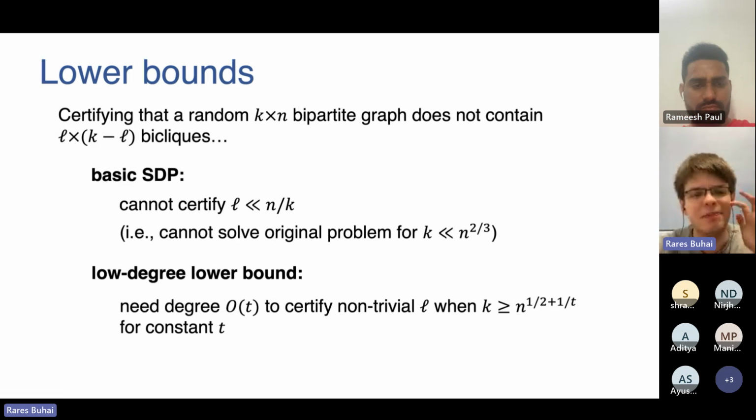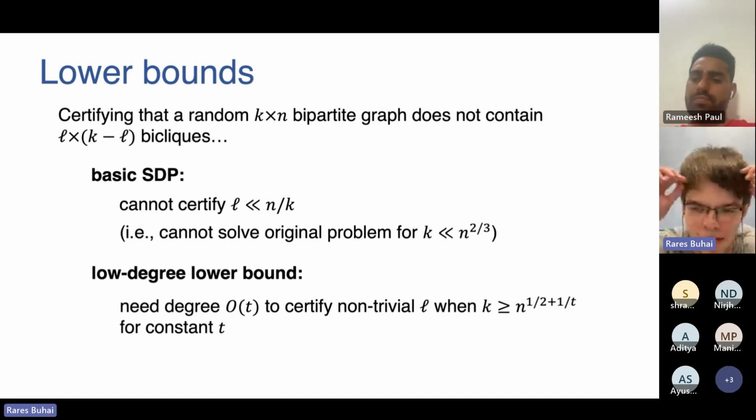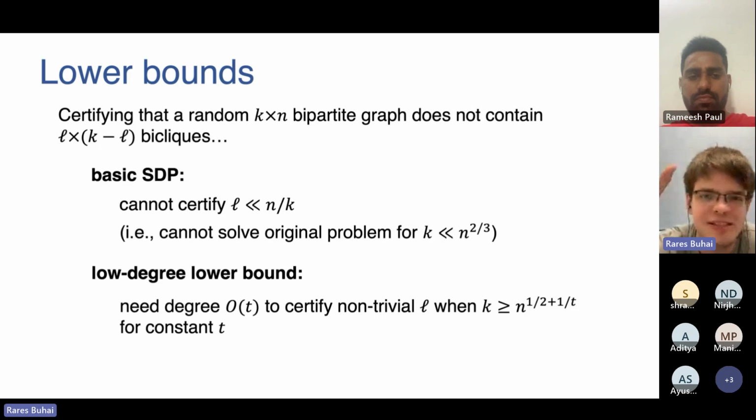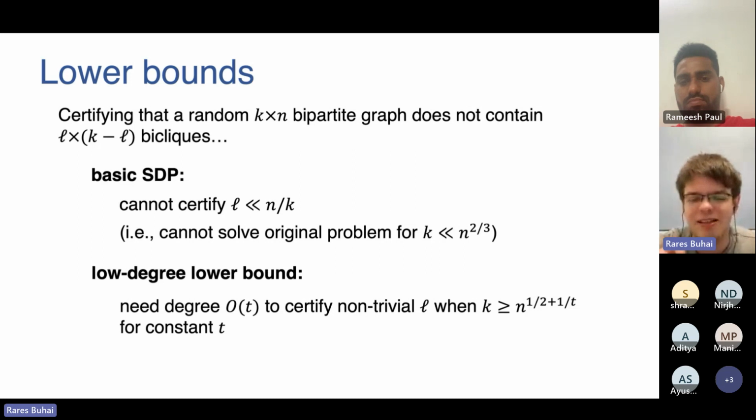In general, the time complexity of an algorithm is considered to be related to the degree that you need. So this would suggest that you need time complexity n to the O of t to certify something good for this problem when k is at least n to the 1/2 plus 1 over t. So this somehow suggests that the dependency that we have, k to the 1/2 plus 1 over t in time n to the t, is maybe optimal.